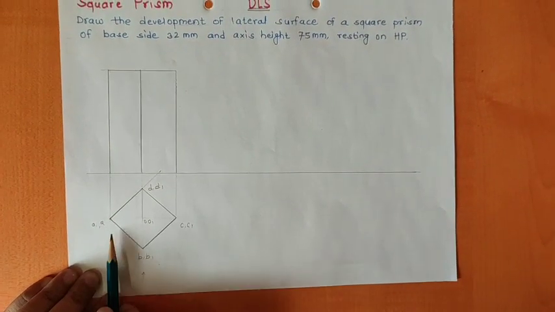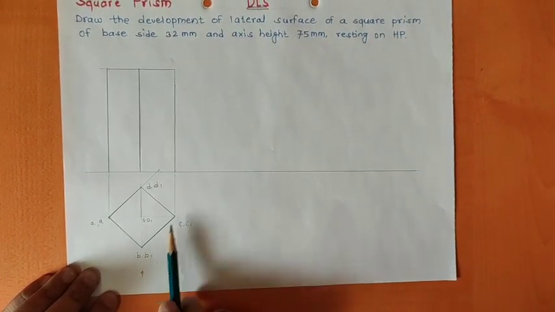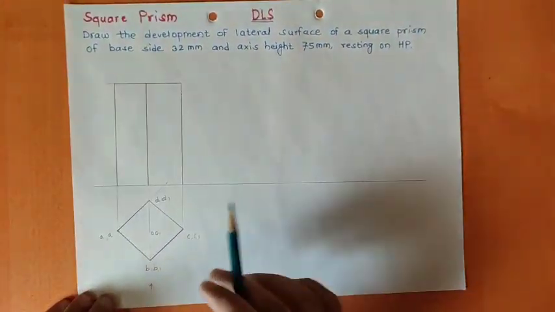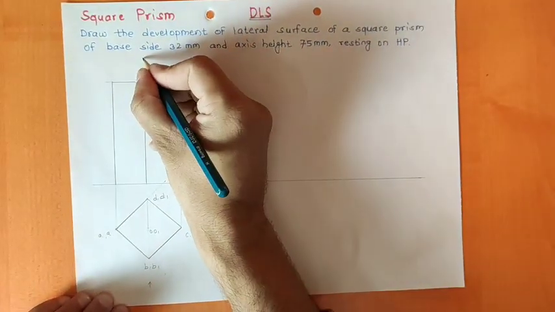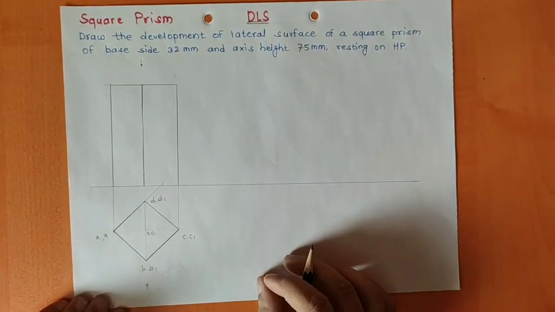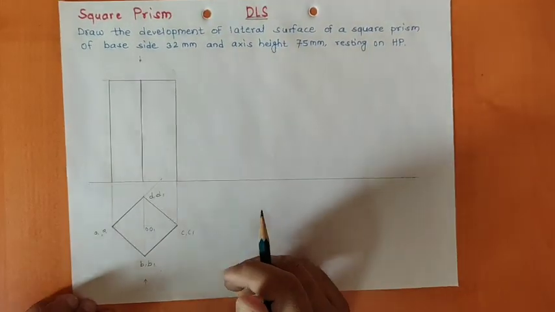Since the observer will be able to see 1, 2, 3 corners, there will be 1, 2, 3 lateral edges in the front view. Similarly, if this is the front view and the observer sees from the top, he will be able to see the top view. So this is the basic that you must know.